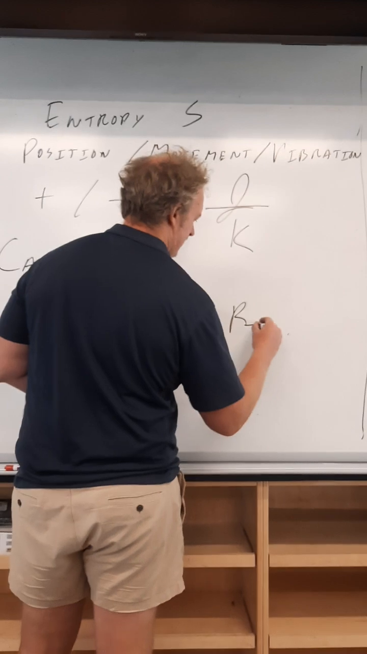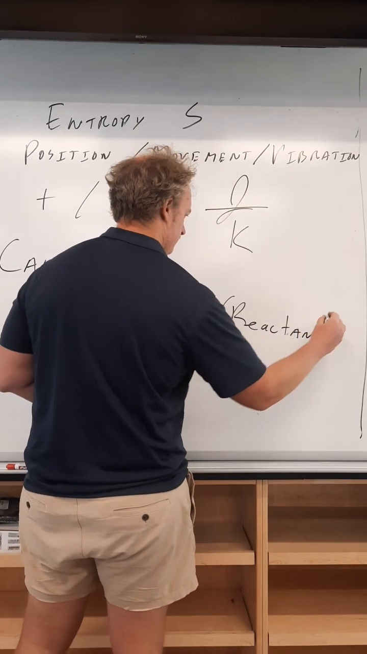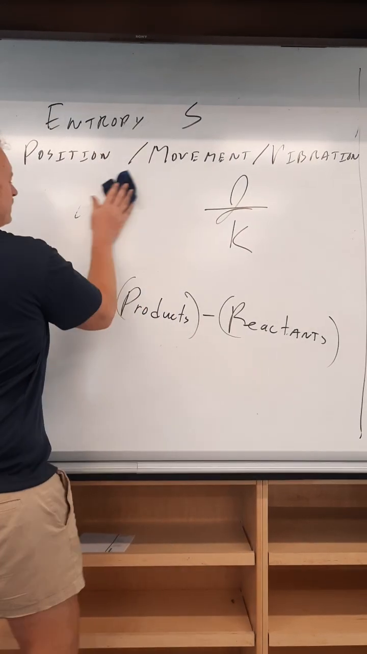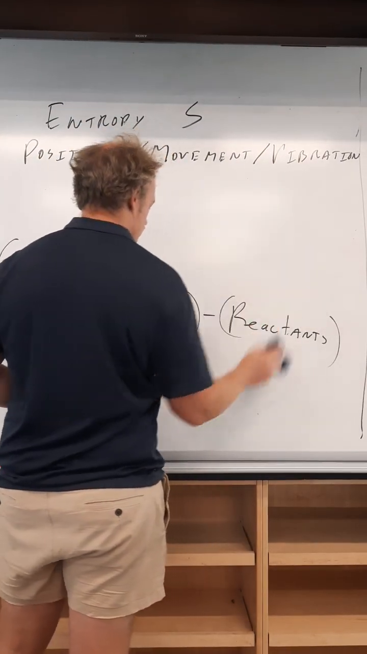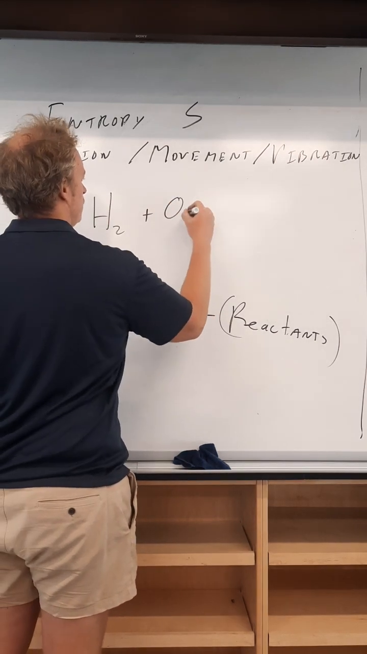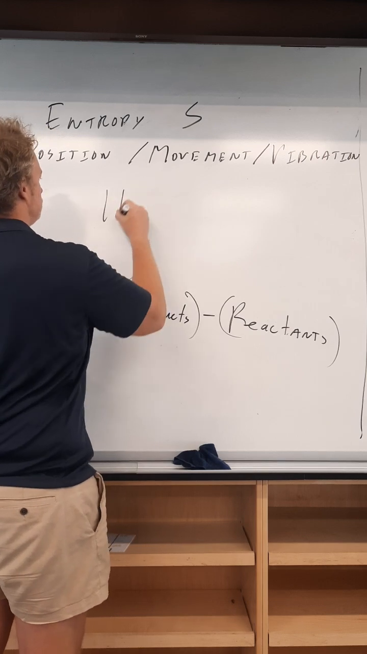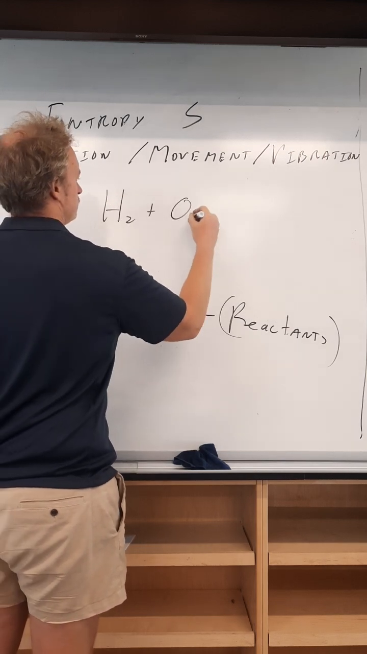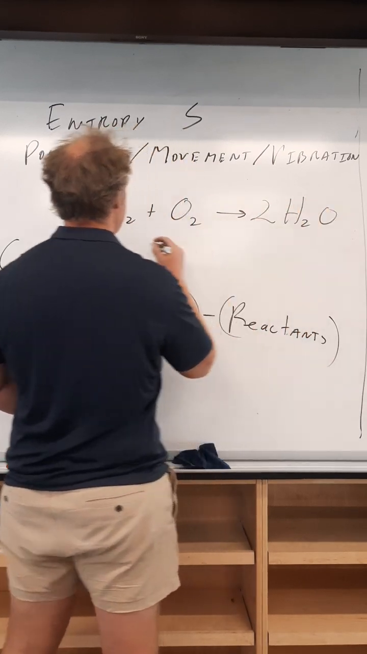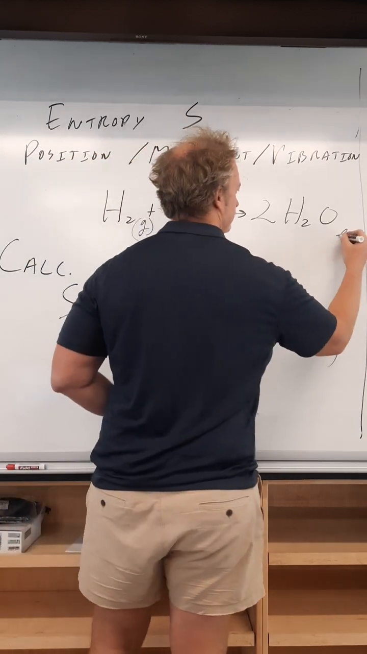When you calculate the S term, it is the products minus the reactants. So when you have a balanced chemical reaction, and I'm just going to write in a balanced chemical reaction right here, H2 plus O2 produces H2O. Let's make these guys a gas and these guys a liquid, okay?